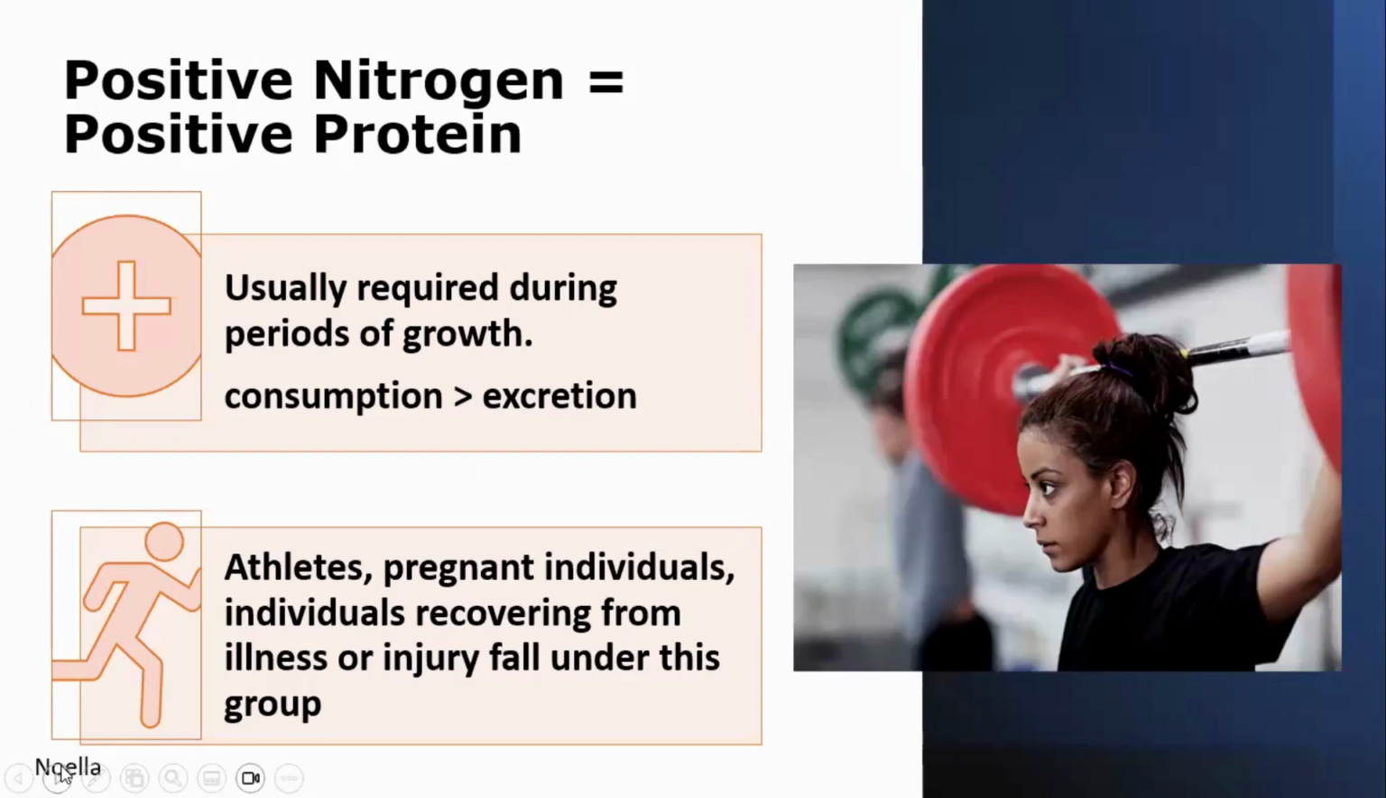Let's talk a little more in details about each of these sections. Firstly, we have the positive nitrogen balance or the positive protein balance. Gabby mentioned earlier that one of the most important functions of proteins was to aid in growth. Hence, most of the athletes, pregnant individuals, and individuals recovering from illness or injury would fall under this category. Just as a reminder, positive nitrogen or positive protein balance would result in more consumption than excretion of protein.